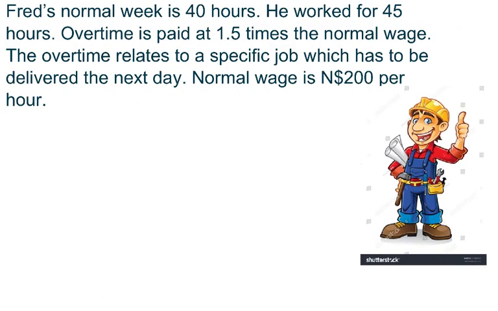This example is very similar to the previous one. We have a 40 hours week. He worked 45 hours. Overtime is paid at 1.5 times. And then normal wage is $200. So we have all the applicable information.